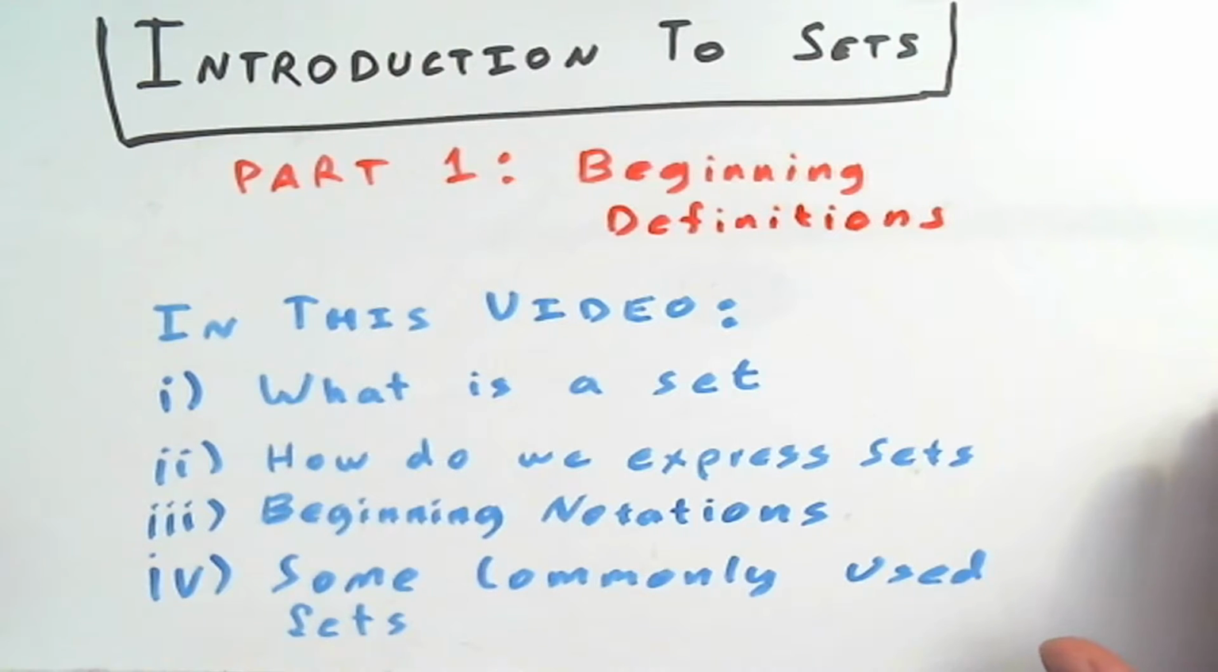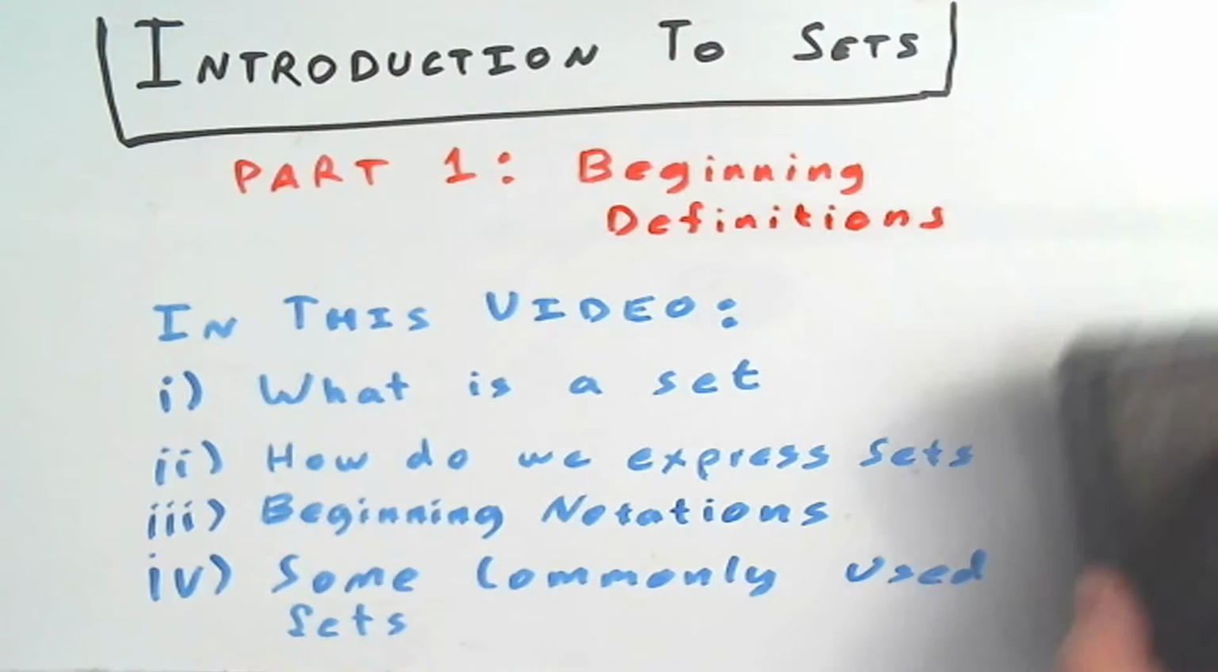Okay, so in this video we're just going to have kind of the beginning definition. So we're going to describe what is a set, kind of how it's used and that sort of thing. Also how we express sets. So there's different ways that we express sets. We're also going to talk about some elementary beginning notations we use when we're discussing sets. And then also some of the commonly used sets. So there's some explicitly defined sets that we already have. So there's special symbols for these when we're talking about these. Okay, so let's begin.